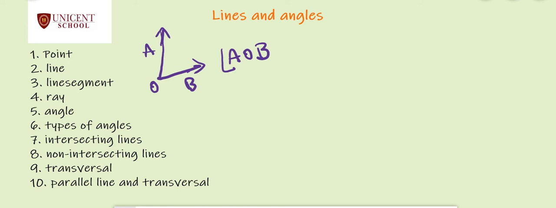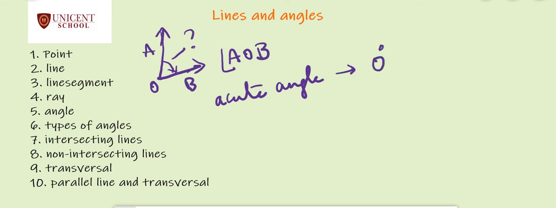And based on this measurement, the angles are divided or labeled under certain categories. What are they? So let us start with acute angle. Acute angle lies between 0 degrees and 90 degrees.